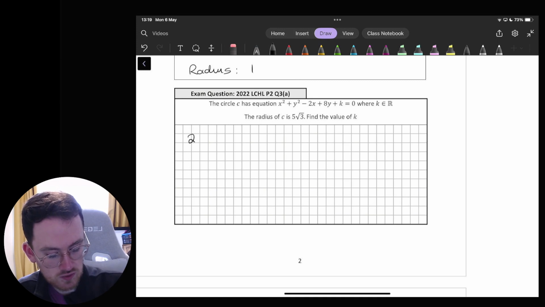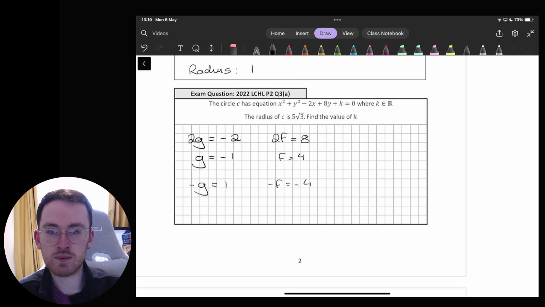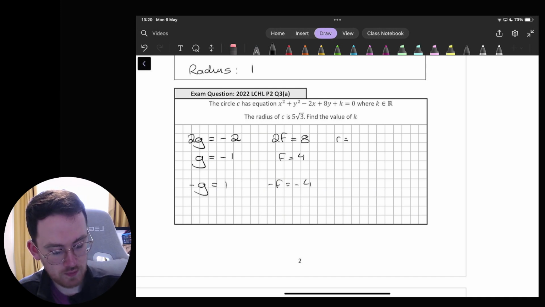So looking at the coefficient of x, I know the coefficient of x is always 2g, so 2g is minus 2, g is minus 1, so therefore minus g is 1. Similarly then 2f is 8, f is 4, so minus f is minus 4. Okay, so that's going to be important for my center here. I'm not actually asked to find the center, but it's always good to find those things to see what we'll be working with. I suppose this was the first part of a question, so there may have been more.